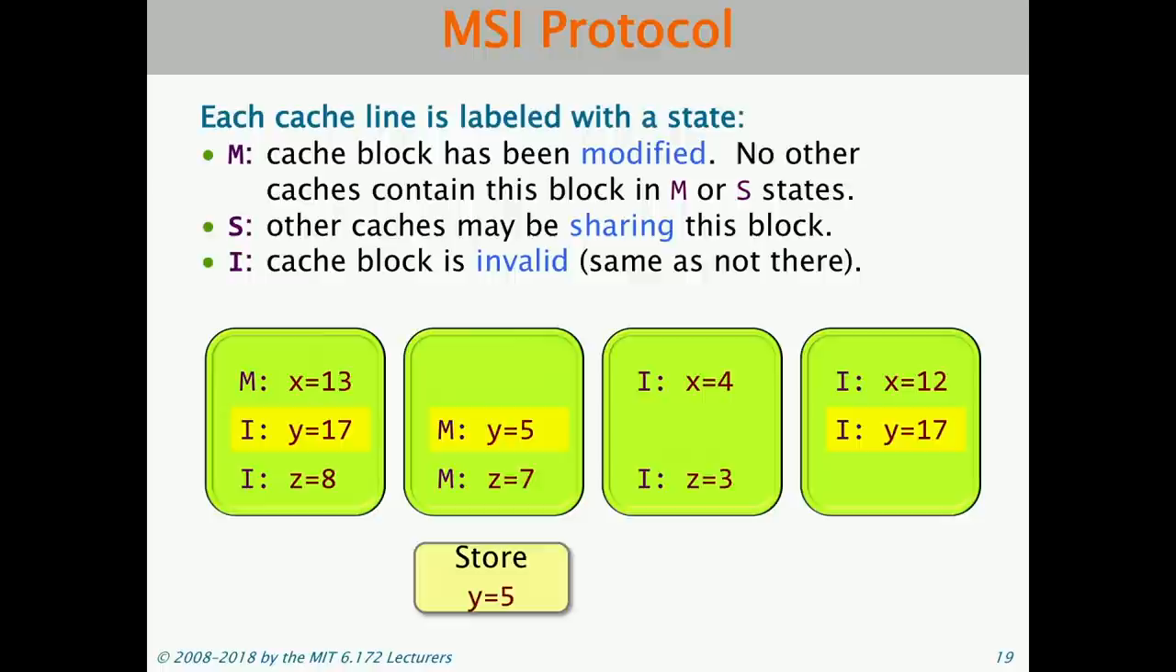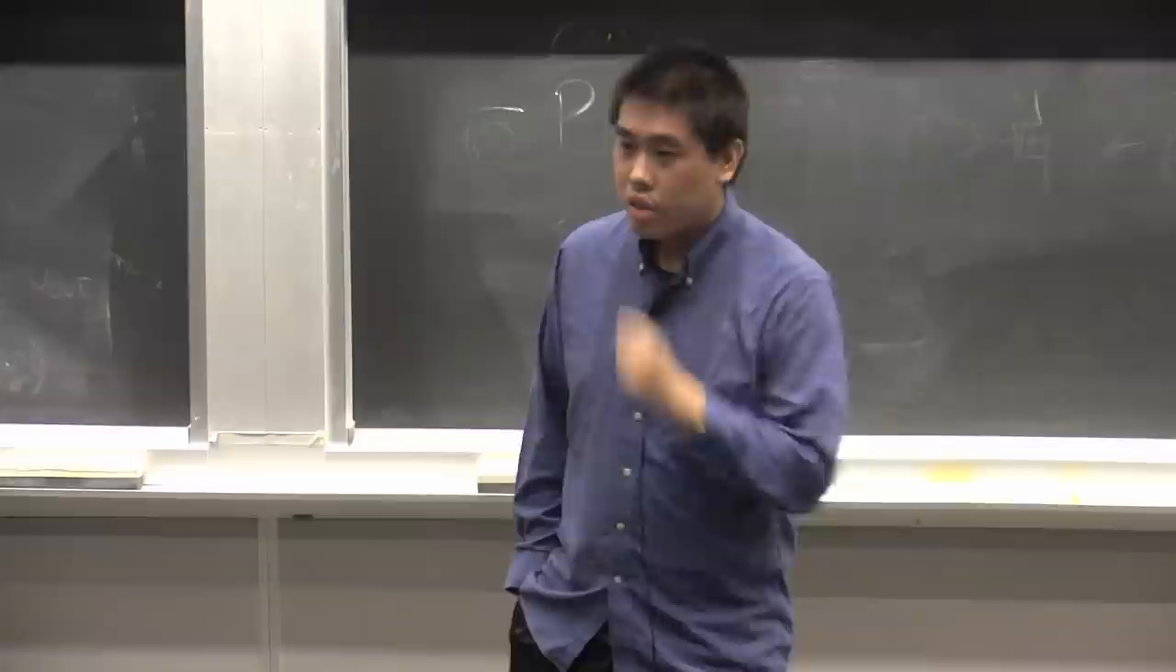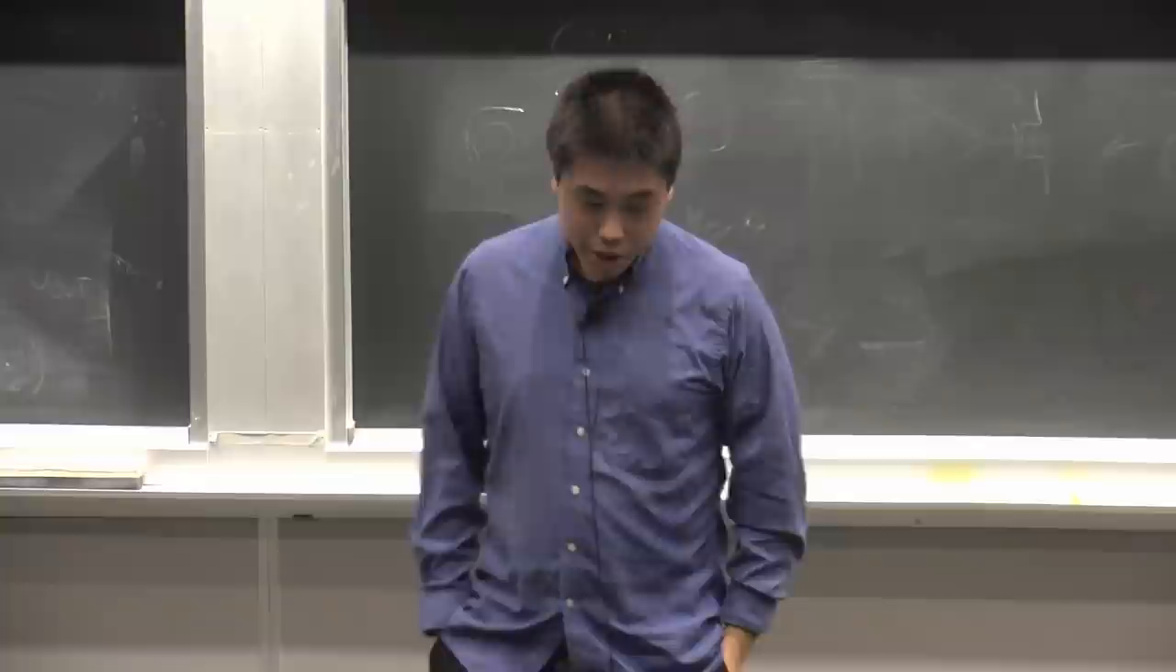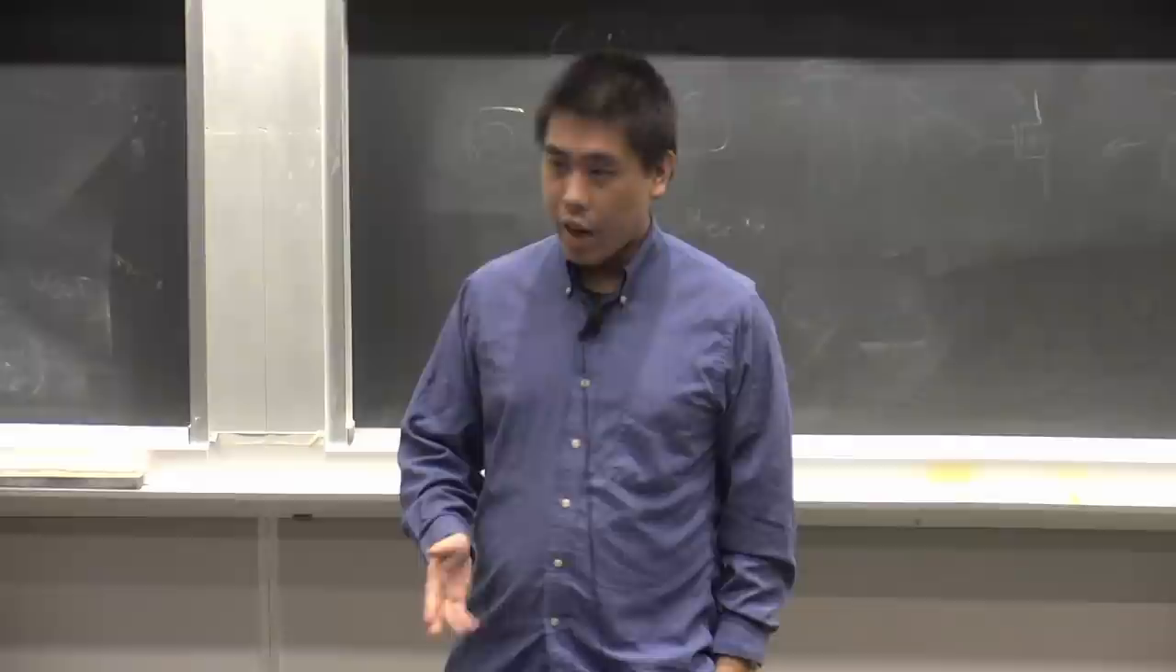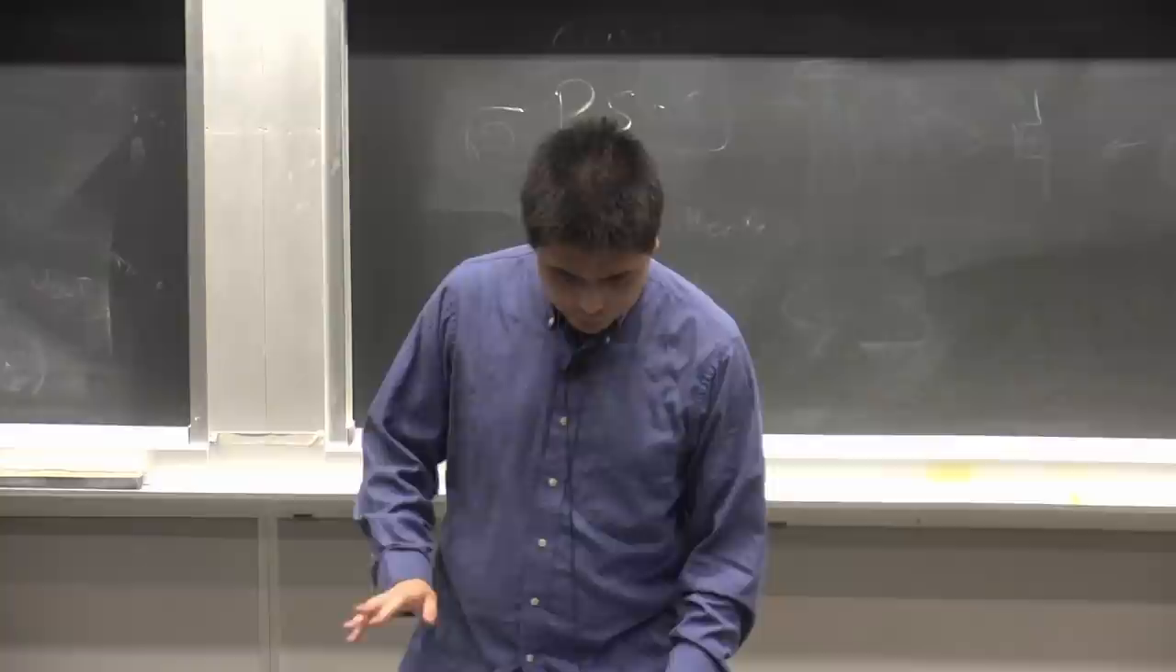Are there any questions? Yes. If we already have to tell the other caches to switch to invalid, why not just tell them the value of y? Yeah, so there are actually some protocols that do that. This is just the most basic protocol. This protocol doesn't do it, but there are some that are used in practice that actually do that. So it's a good point. But I just want to present the most basic protocol for now.